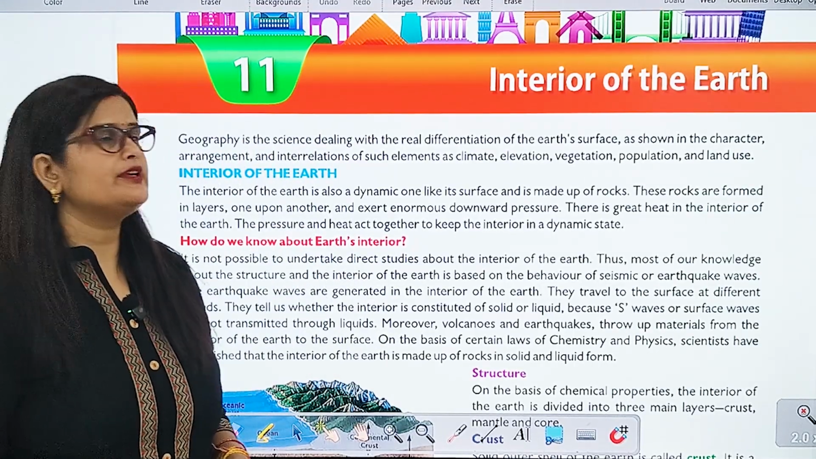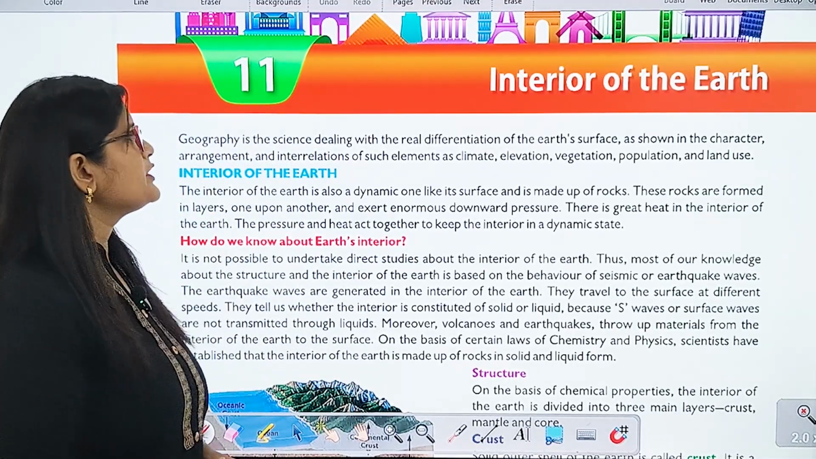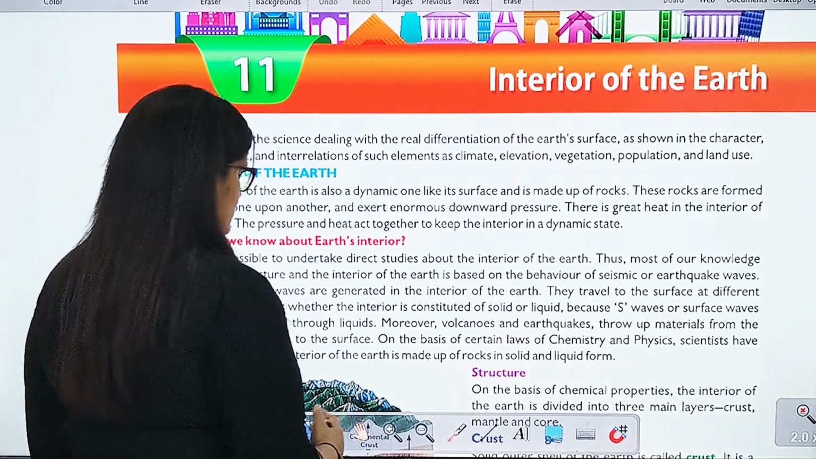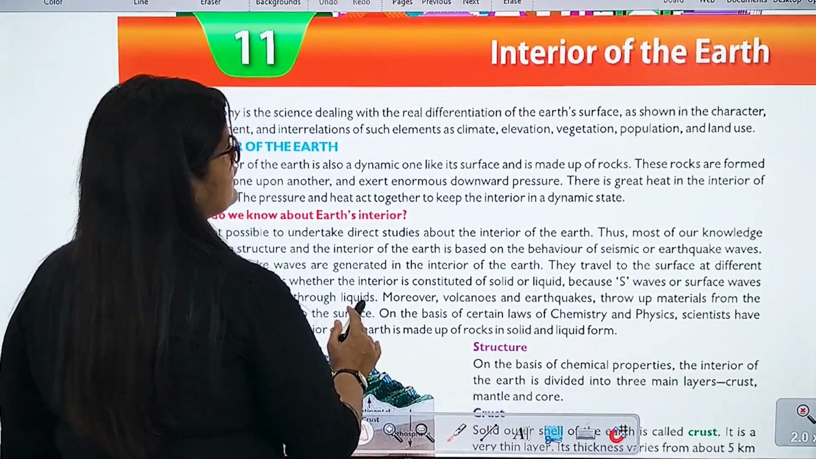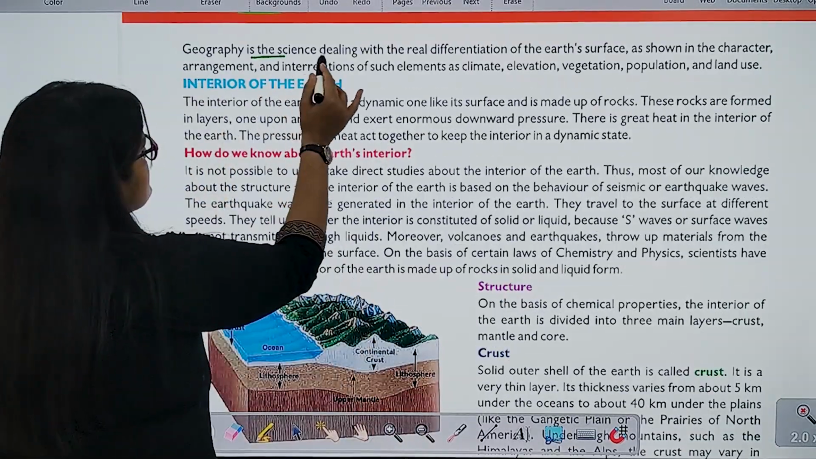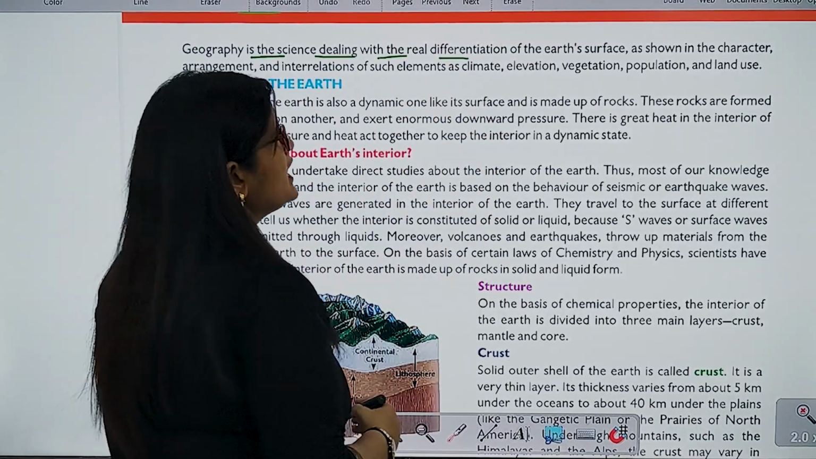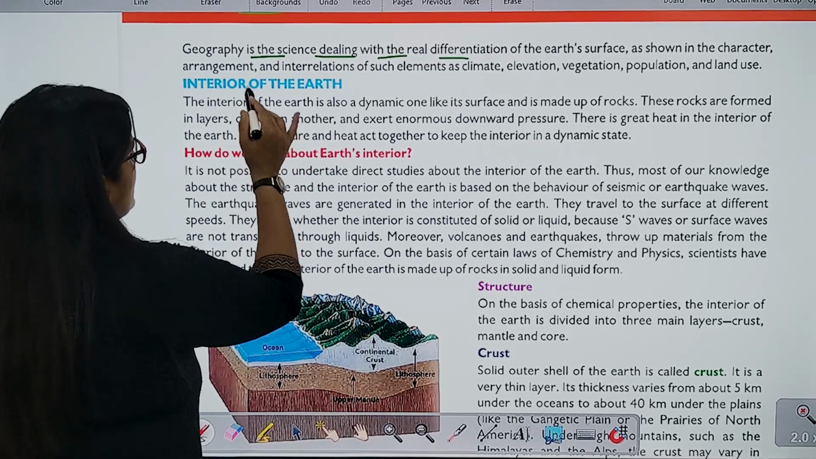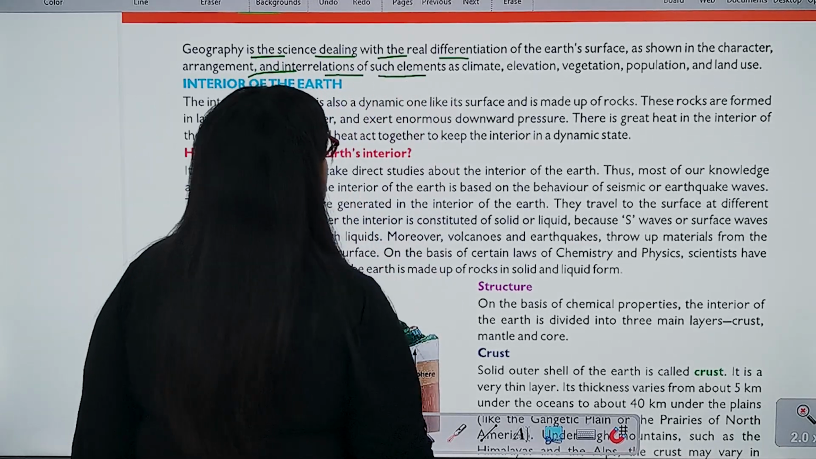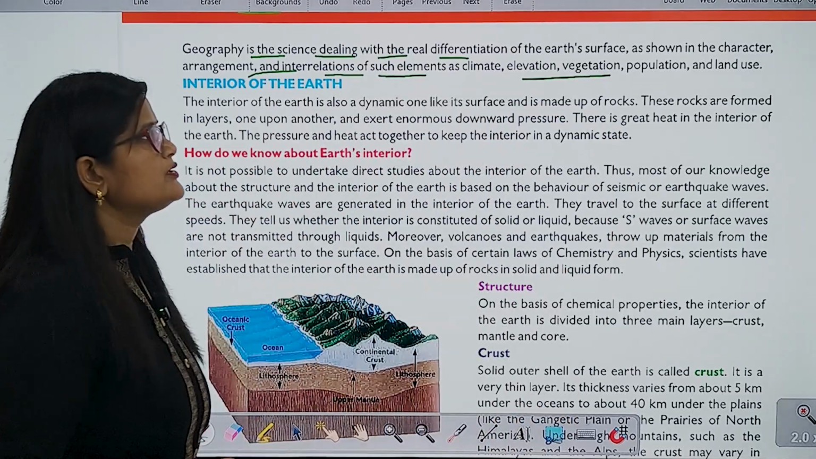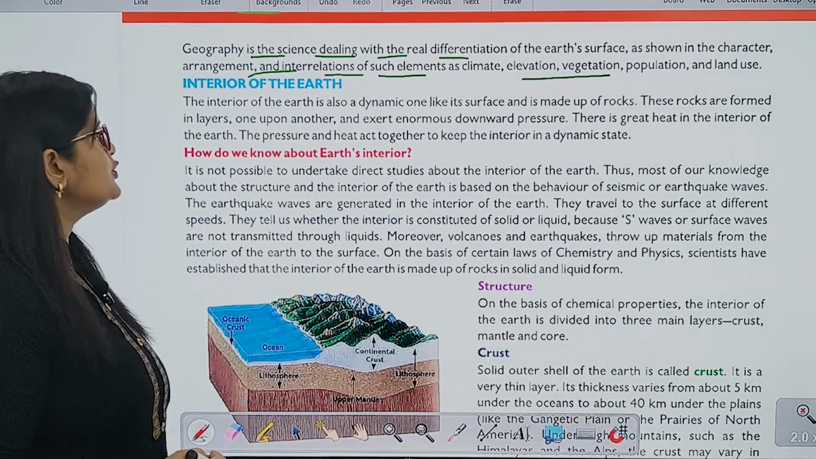So today let me start SST chapter number 11, Interior of the Earth, यानी कि अर्थ के अंदर क्या क्या है, अंदर की जो स्टडी है. Geography is the science dealing with the real differentiation of the earth surface as shown in the character, arrangement and interrelations of such elements as climate, elevation, vegetation, population and land use.